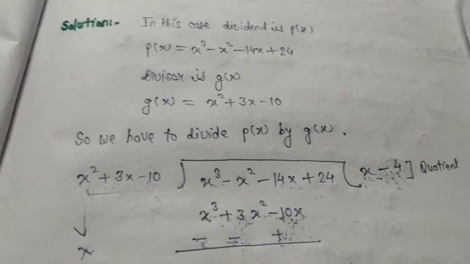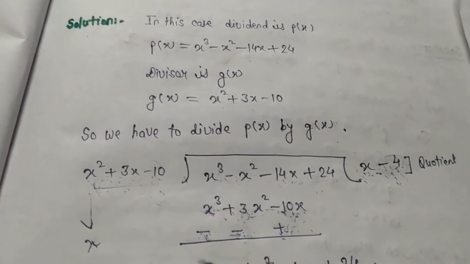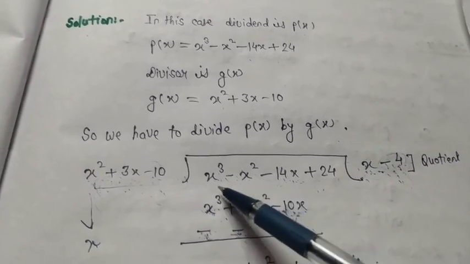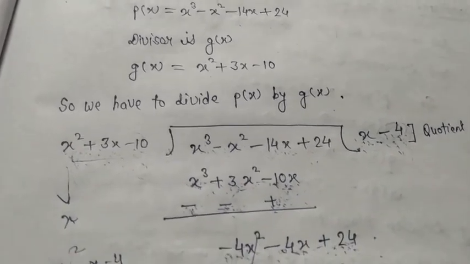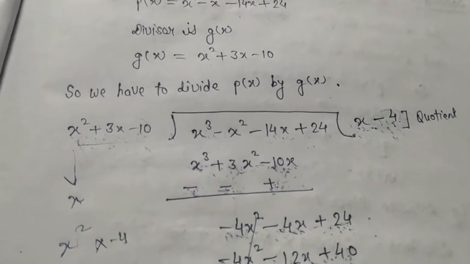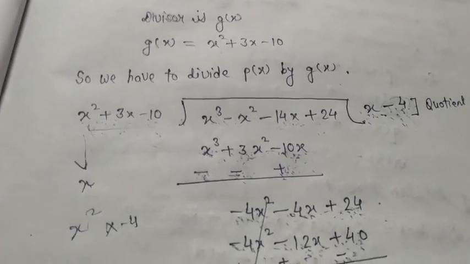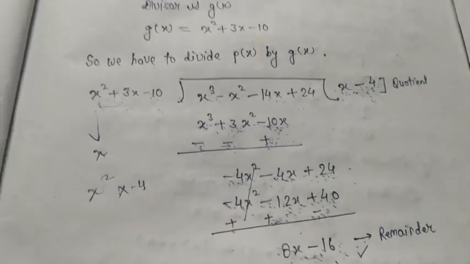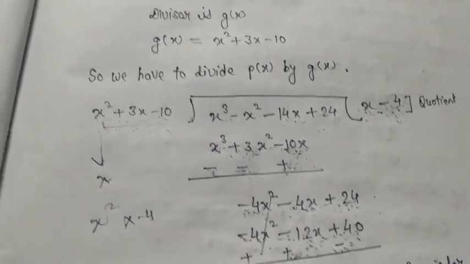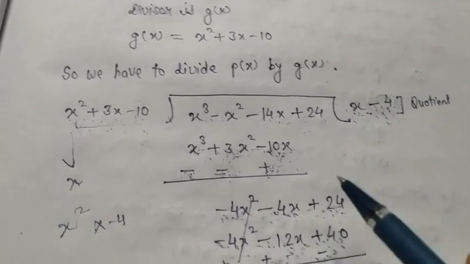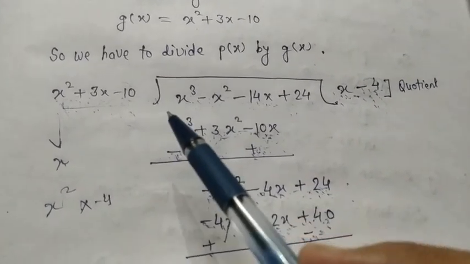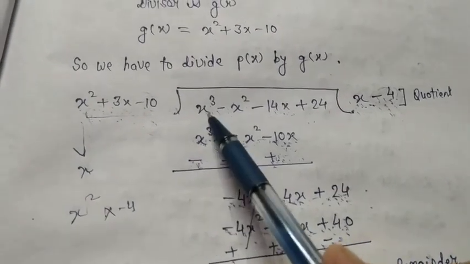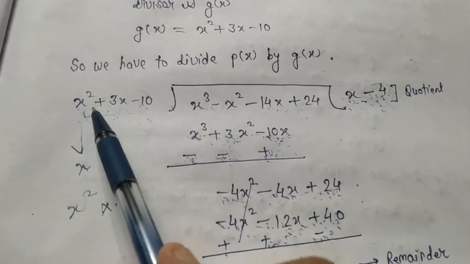So see, what I did, I have drawn the division bracket and inside the bracket I have written the dividend, that is x cube minus x square minus 14x plus 24, and outside it I have written the divisor, that is x square plus 3x minus 10. Okay, so when we solve it, first we will see the degree of the dividend. The degree of the dividend is 3 and the degree of the divisor is 2. So division can be done.